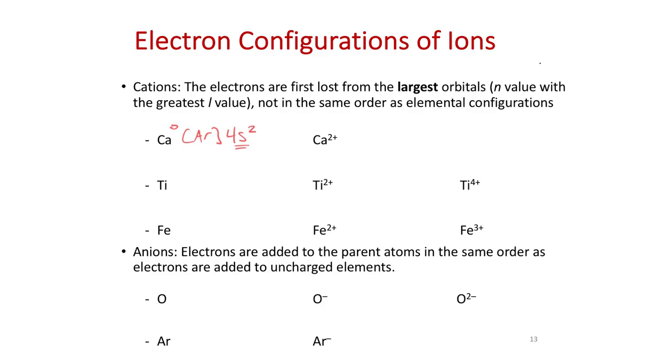So for calcium we will lose electrons in the order we fill them in. We will lose the 4s2 electrons first to go to calcium 2+. And so, of course, this is just the argon configuration. So for calcium, exactly what we would have expected.